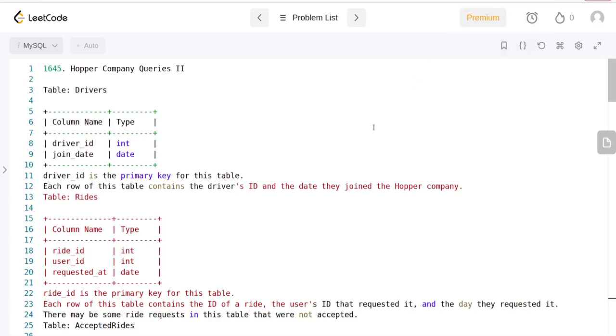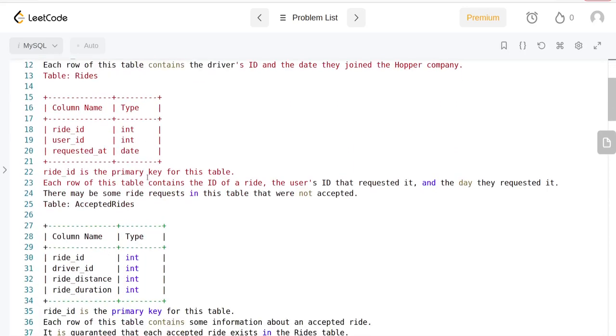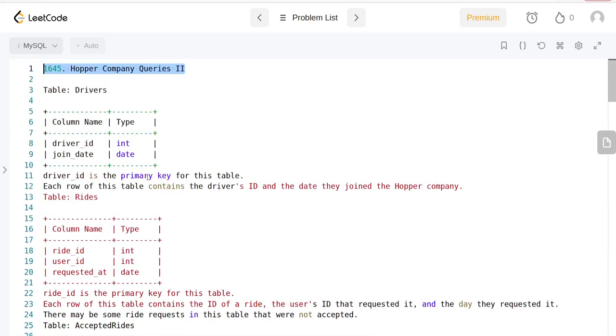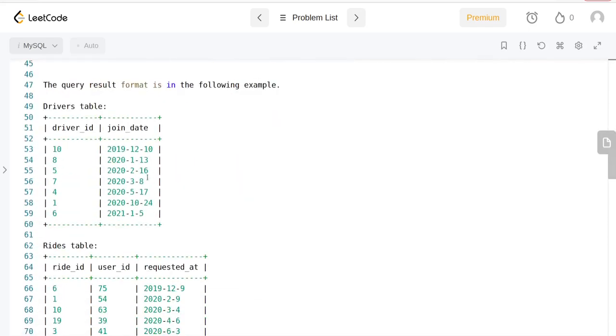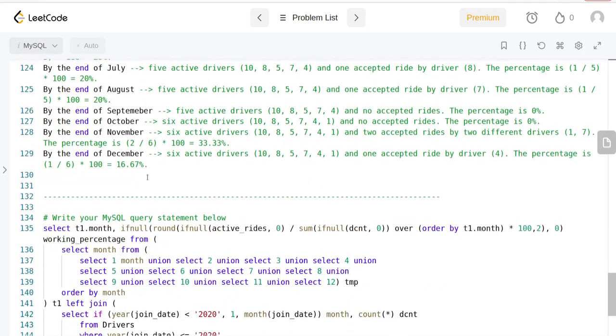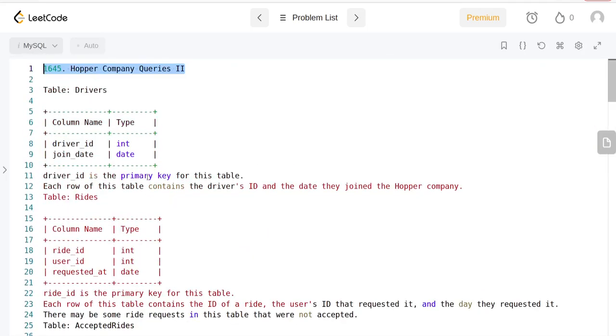In this video, we're going to be covering another SQL question. This is Leetcode question number 1645, Hopper Company Queries Part 2. If you haven't seen the last video of this series, Hopper Company Queries Part 1, I definitely recommend doing that. There's only one change between this question and the previous question, so I will be going very fast and will only be discussing that difference here.